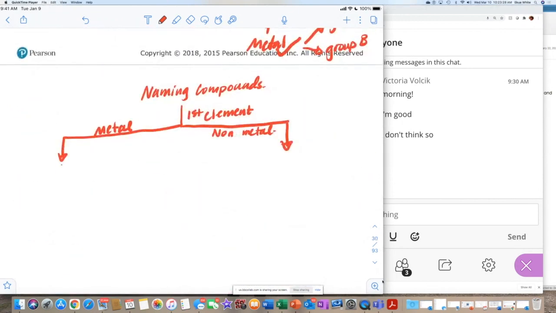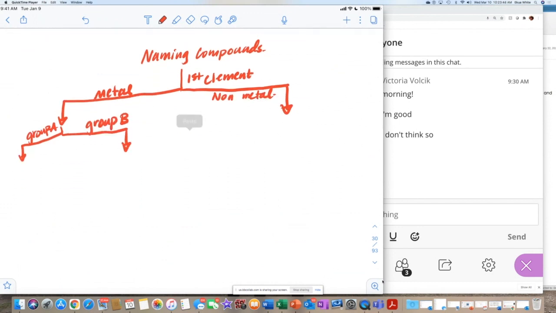So you could have group A, or you could have group B. Okay, so I'm going to spend the time I have right now focusing on group A and group B metals. So here's the thing. If your first element is a metal and you're about to name group A or group B metal, most likely what you're naming here is an ionic compound.